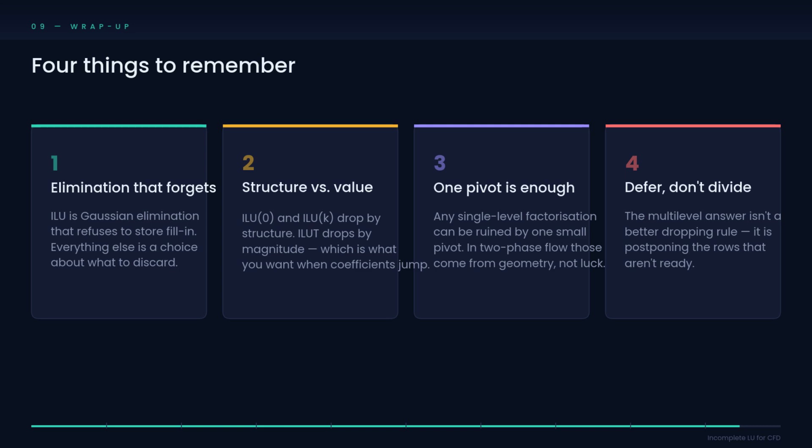Four things to take away. Incomplete LU is Gaussian elimination that refuses to store fill-in, and everything else is a choice about what to discard. ILU0 drops by structure. ILUT drops by value, which is what you want when coefficients jump. Every single level incomplete factorization is vulnerable to one small pivot, and in two-phase flow those pivots come from geometry, not from bad luck. And the multilevel answer is not a better dropping rule, it is deferring the rows that are not ready and letting a Schur complement fix them.